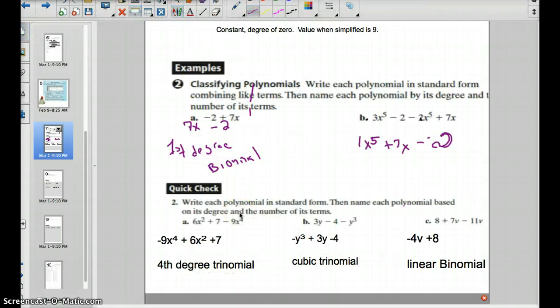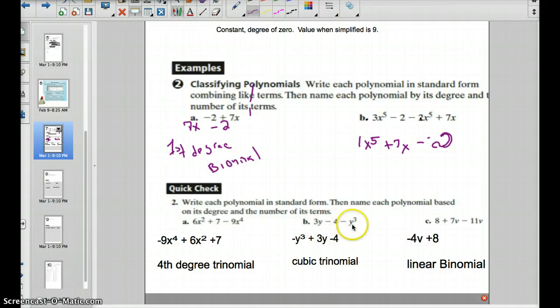All right, so hopefully you had time to rearrange those quick check questions here. Let's look at the first one. Again, you have to write these in order of greatest to least degree. Notice this monomial, this term right here is a 4th degree, so that makes this whole polynomial a 4th degree. There's 3 terms, so it's a 4th degree trinomial. With all of these, you want to make sure you're watching your signs.